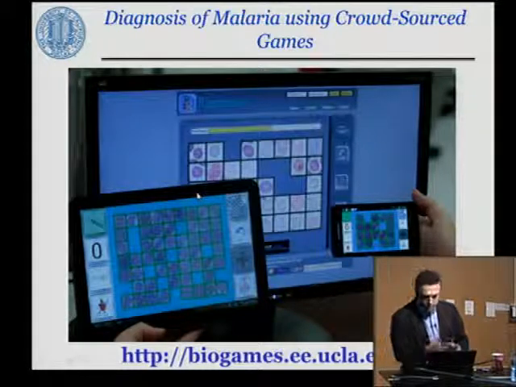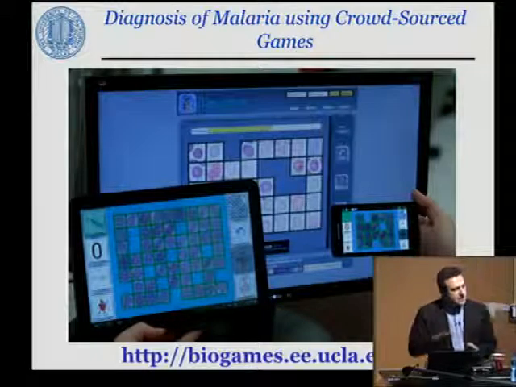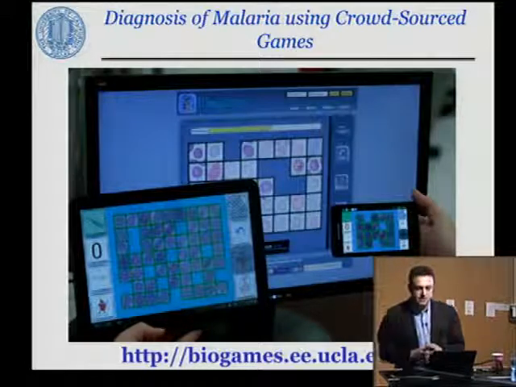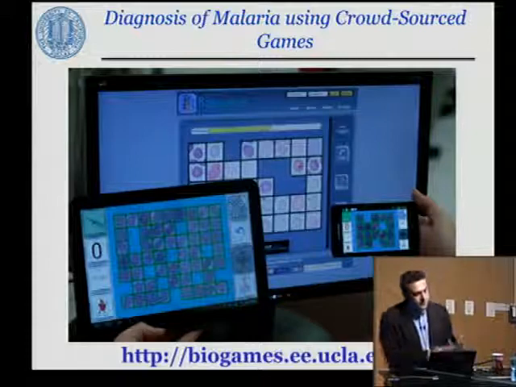This was a unique interface. You can still play it, actually. If you go to biogames.ee.ucla.edu, you can play this game. It's available online. We had different stages of this.